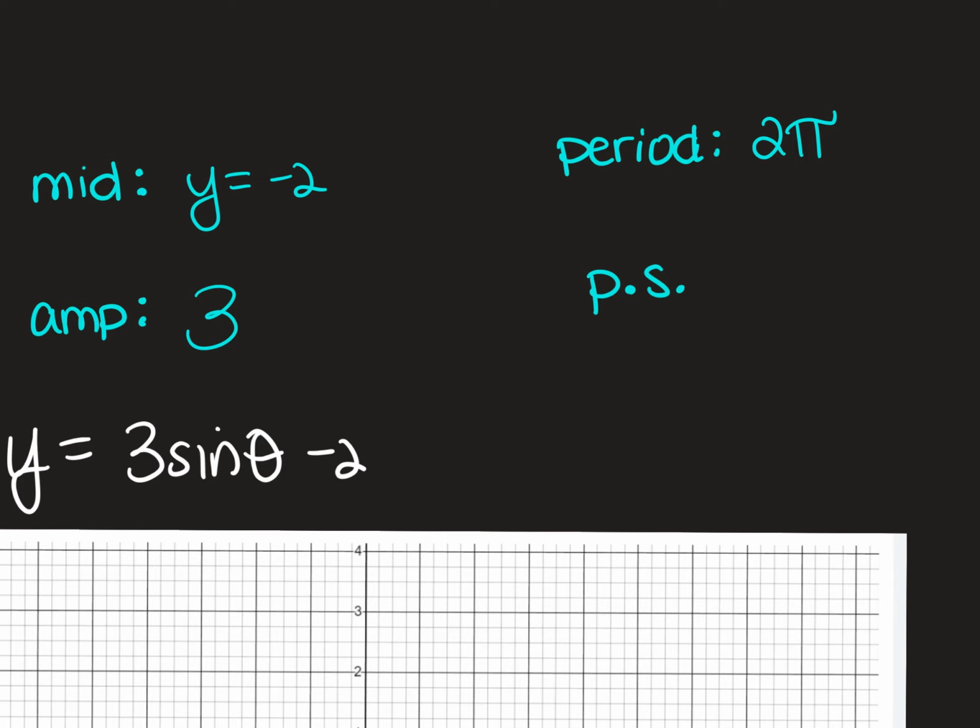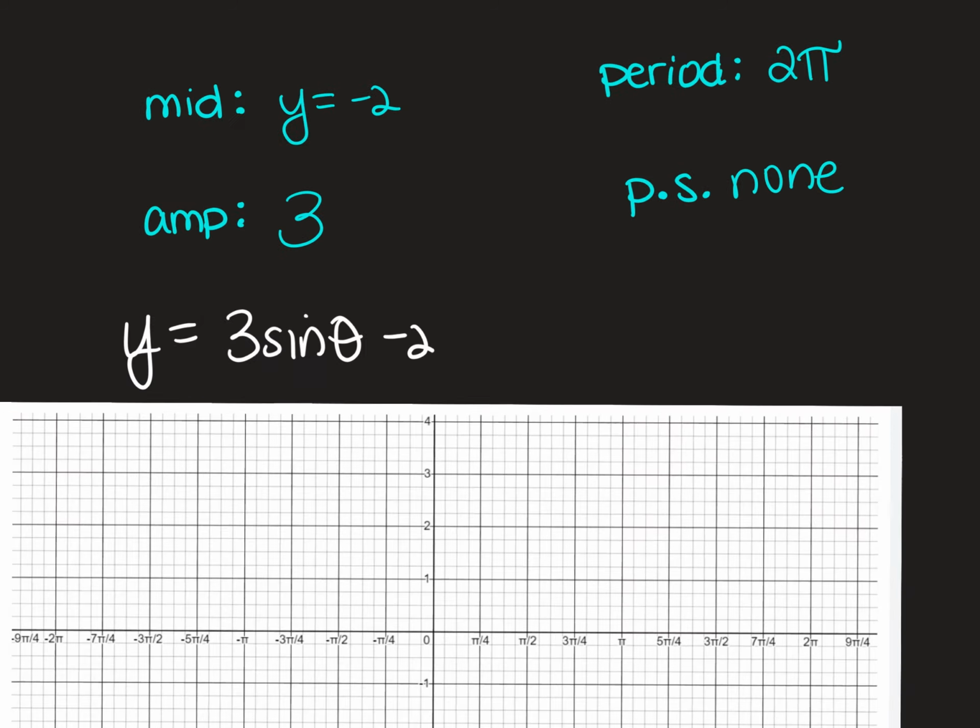How about the phase shift? This can be a little interesting. If there's a phase shift, it's indicated by what's happening inside the parentheses. Well, we don't see any parentheses. I'm not just going to draw parentheses because I want to. There's no parentheses, which means we don't have a phase shift. So if you don't see parentheses written around your angle, there's no phase shift. So it just starts from 0. It doesn't start anywhere else. We don't have to move the graph around. Okay, so we've got all the key pieces of information.